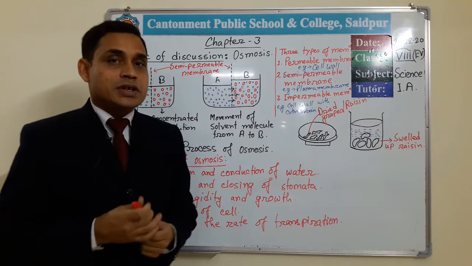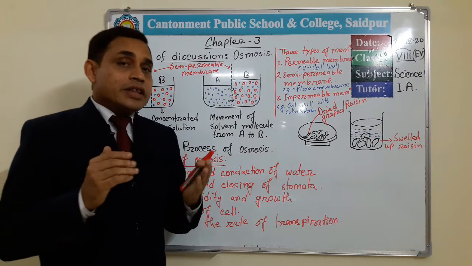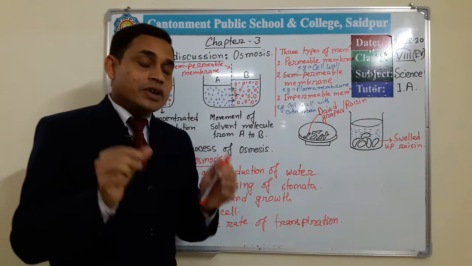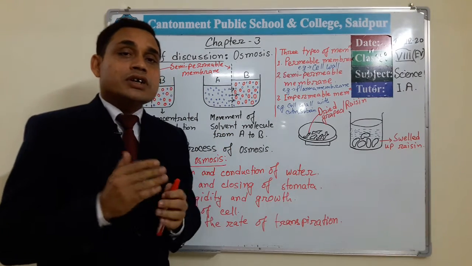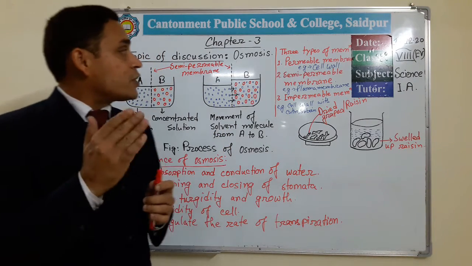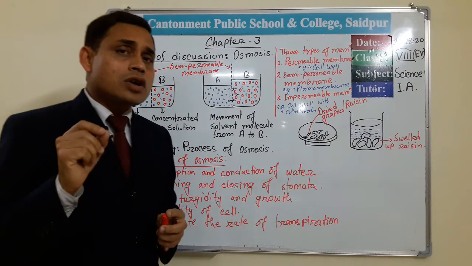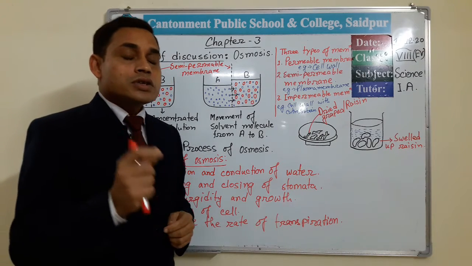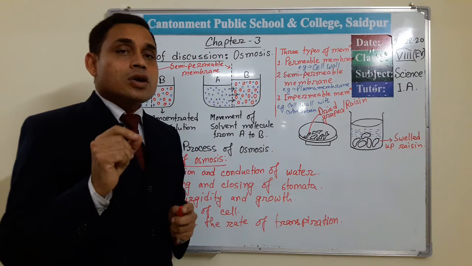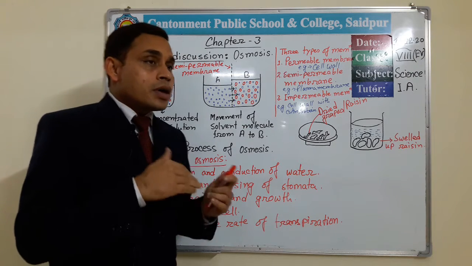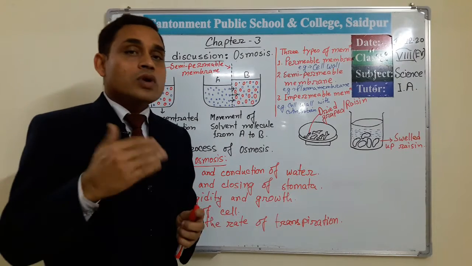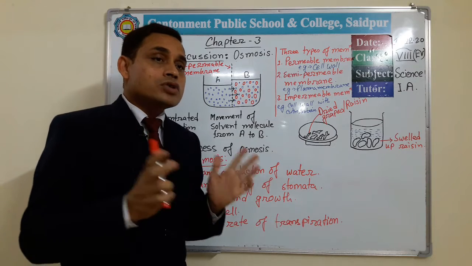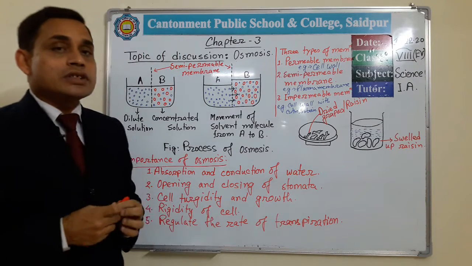So what is osmosis? If we want to define this, we can say it is the biological process by which, when two differently concentrated solutions are separated by a semi-permeable membrane, only the solvent molecules pass from the lower concentrated solution to the higher concentrated solution. And how long does this transmission of water or solvent molecule continue? As long as the concentration of both solutions becomes equal. So this is the definition.